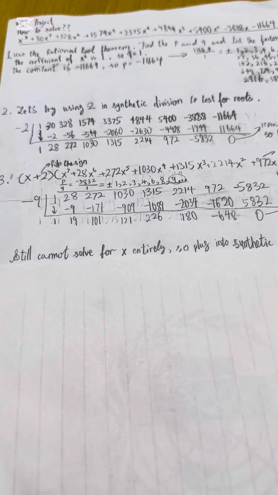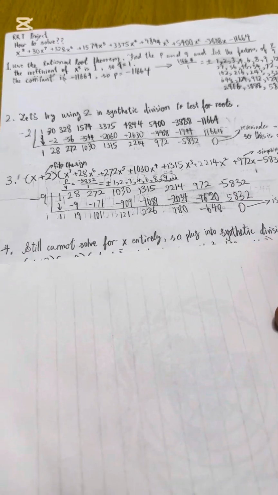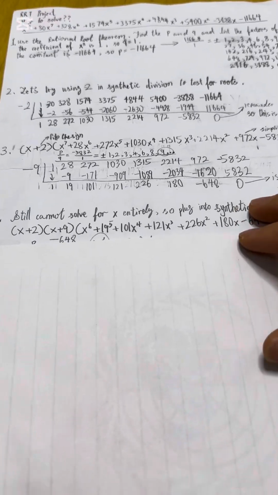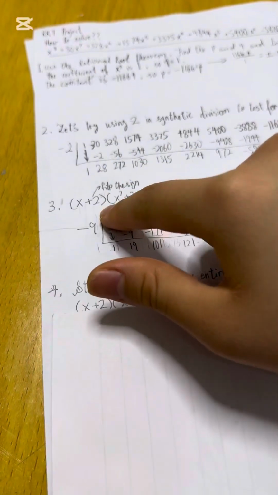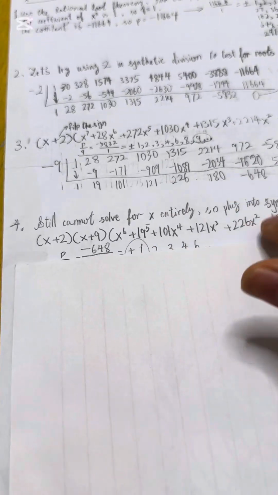But now that we have this smaller polynomial than the previous one, we still can't solve for x because the degree is still too big. So we plug it into synthetic division again, and basically this is the answer I got. Remember to keep the binomial, because sometimes I forget, but remember to keep the binomial even after the second step, and this is the answer.